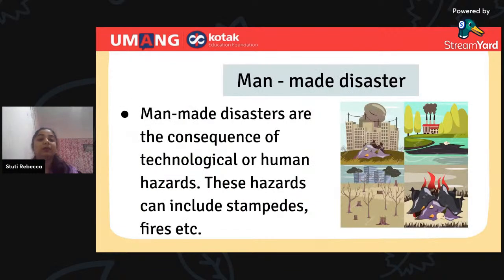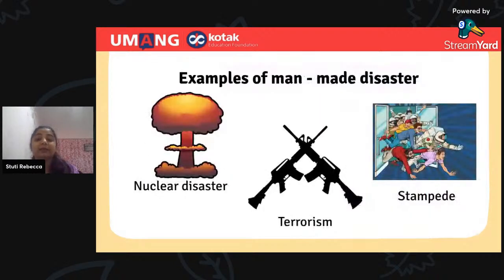Now, students, that we know what is natural disaster, let us also understand what is man made disaster. As the name suggests, man made disasters are the consequence of technological or human hazards. These hazards can include stampedes, fires, etc. Man made can be both intentional and unintentional as well. It results in a huge loss of life and property. It also affects a person's mental, physical, and social well being as well.